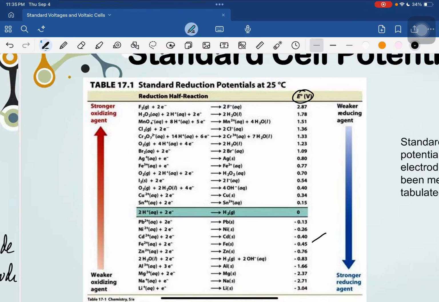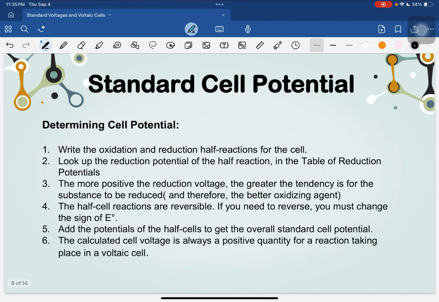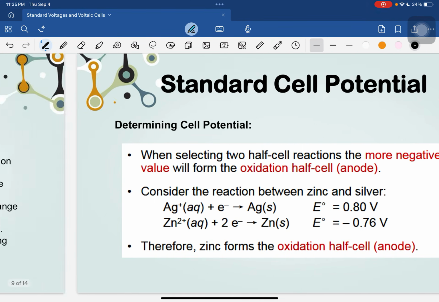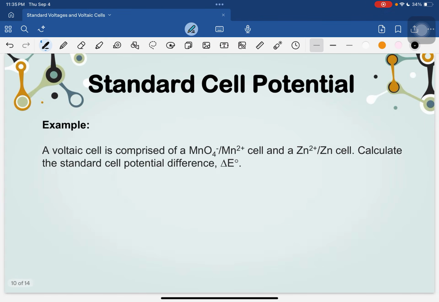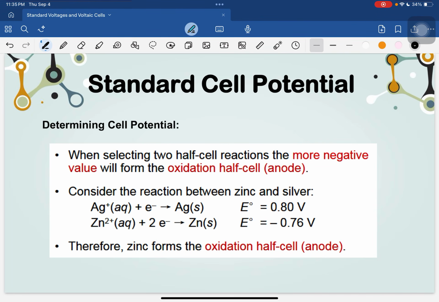Okay. I guess to better understand that, let's go through a few problems. And lastly, just to remind you, in determining cell potential, when selecting two half cell reactions, the more negative value will form the oxidation half cell or the anode. So the more negative, that is the anode. And for example, consider the reaction between zinc and silver.